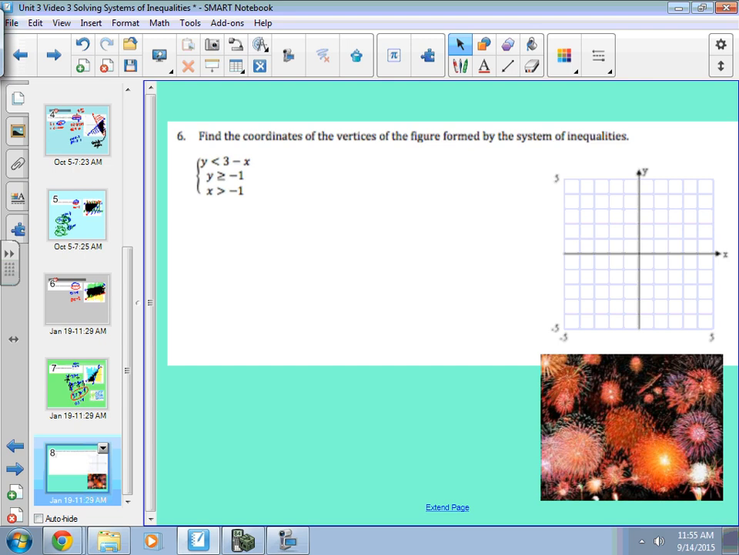All right, this last one, we want to again graph this one out. There's also an extra thing they want us to do here. They also want us to find the coordinates of the vertices, and we'll talk about that in a second. Let's graph this out first.